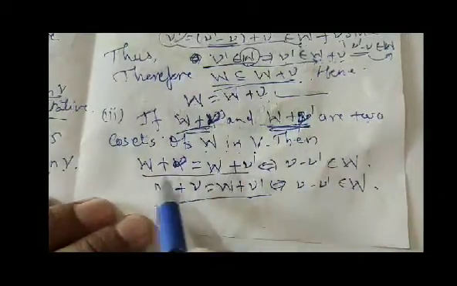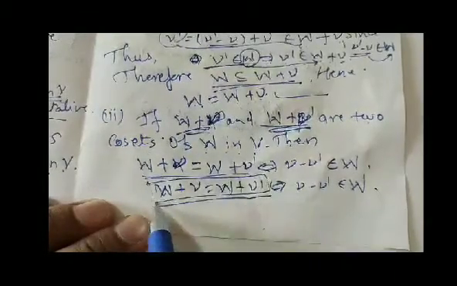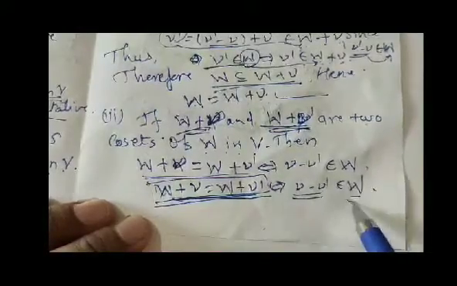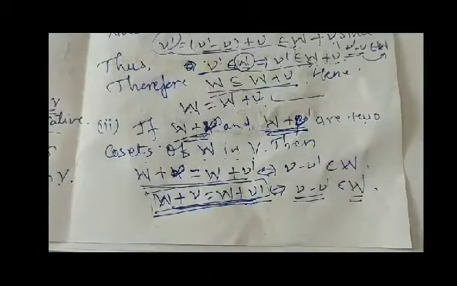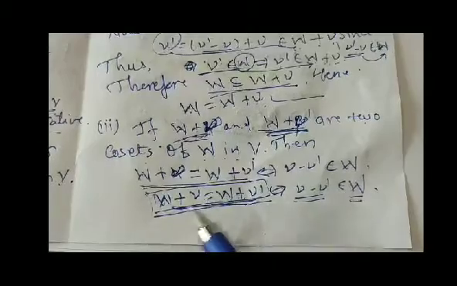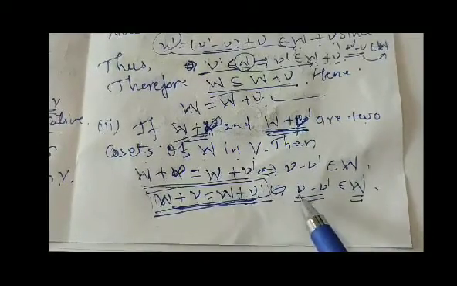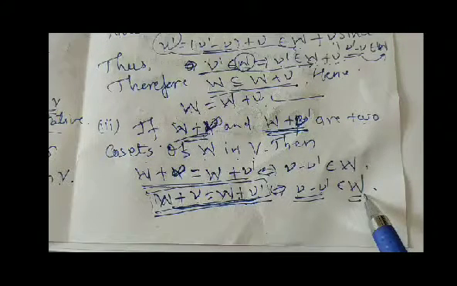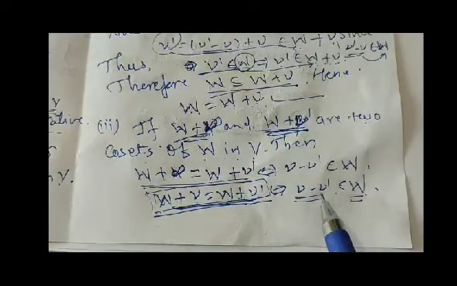Then if these both cosets are same, W plus nu and W plus nu dash, if these both cosets are same, then nu minus nu dash belongs to W. What we have to show is that if these two cosets are equal, W plus nu is equal to W plus nu dash, then nu minus nu dash belongs to W. This is given, and we have to show this.